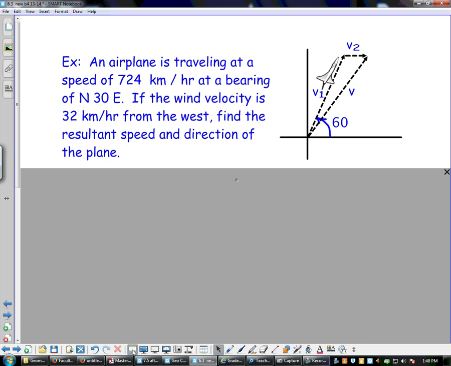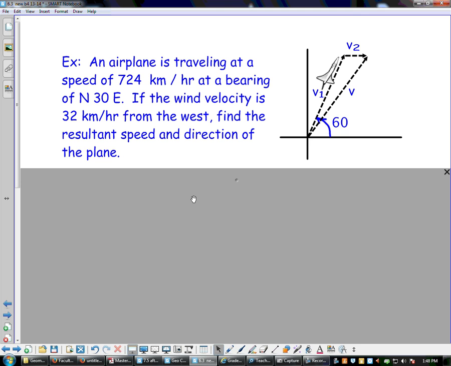Okay, this one is another airplane example. An airplane is traveling at a speed of 724 kilometers per hour at a bearing of north 30 degrees east. If the wind velocity is 32 kilometers per hour from the west, find the resultant speed and direction of the plane. All right?